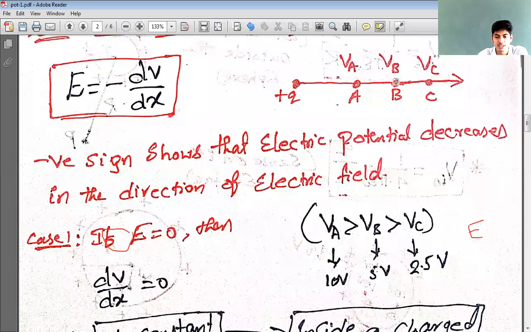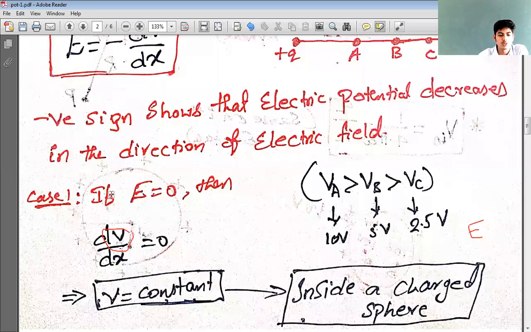Potential at A will be greater than potential at B, and potential at B will be greater than potential at C. So when we go from A to B, and B to C, potentials go on decreasing. Potential at A may be 10 volt, potential at B will become 5 volt, potential at C will become 2.5. If we move in the direction of the electric field, electric potential goes on decreasing. That is the significance of this negative sign, right?